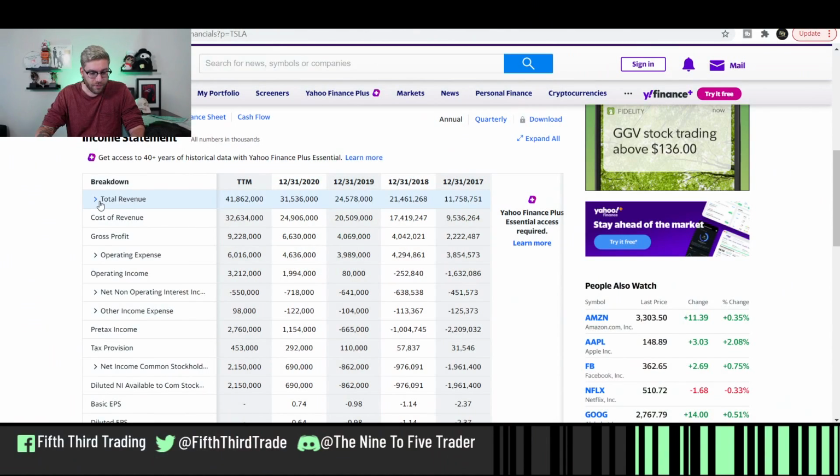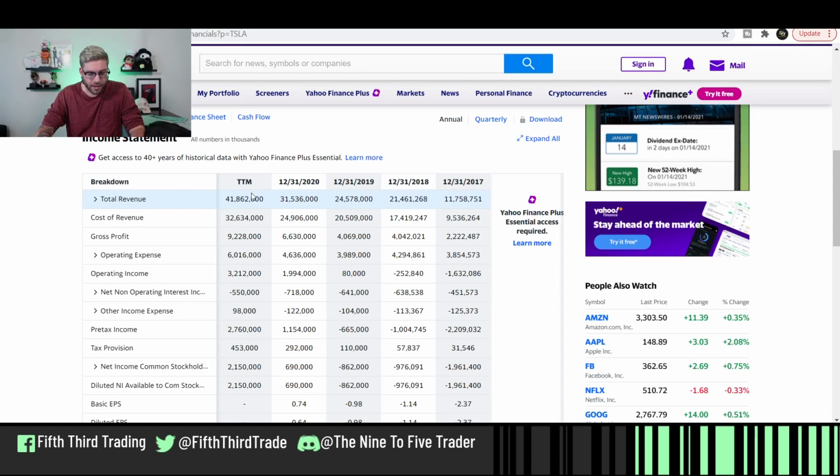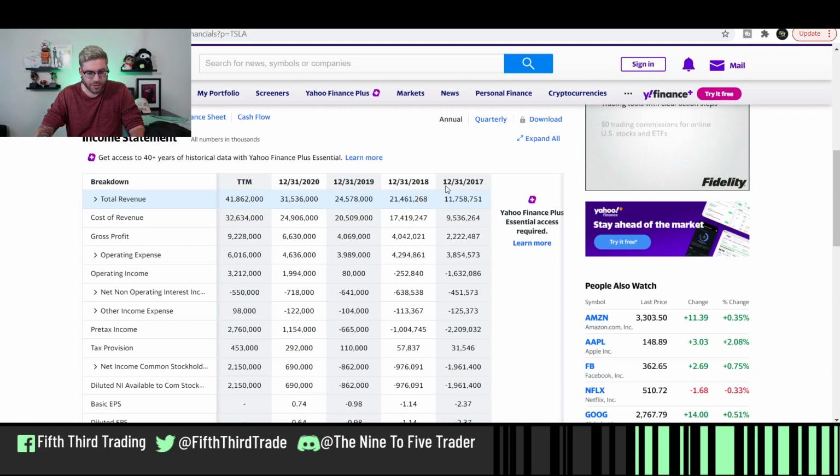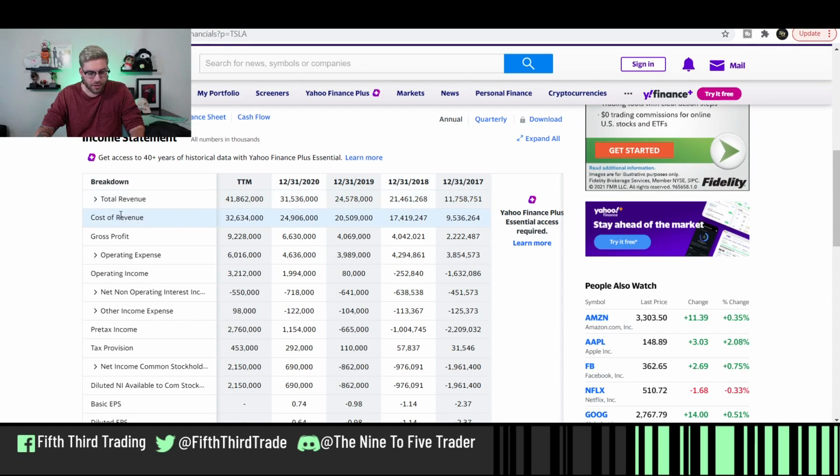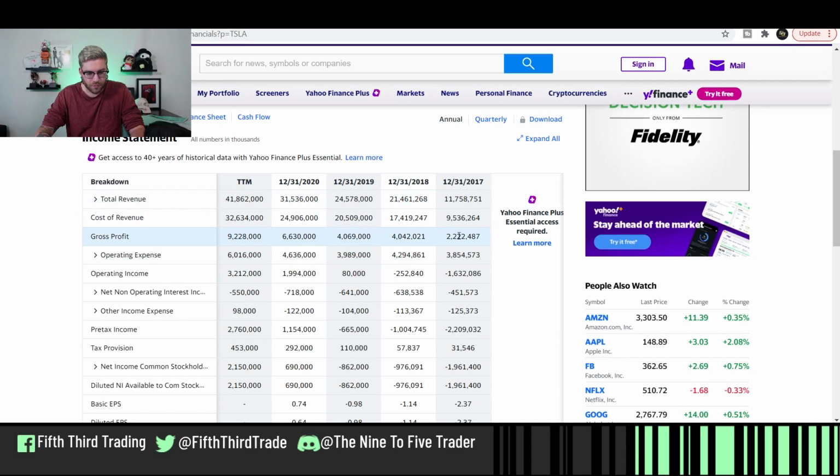Again, total revenue is really important. That's how much money they're going to bring in. Again, 11, 21, 24, 31. They're making some good moves. They're increasing. That's good. Their cost of revenue has increased as well, but that margin has always stayed positive. That's good. We have a 2 million profit all the way up to 9 million profit.